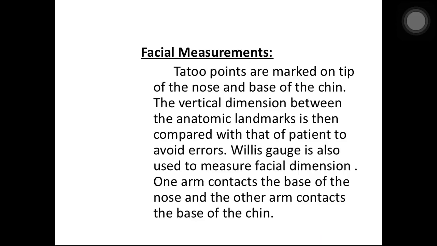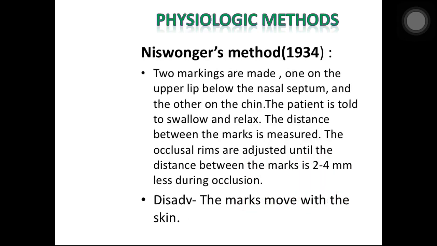In facial measurements, tattoo points are marked on the tip of the nose and base of the chin. The vertical dimension between the anatomical landmarks is then compared with that of the patient to avoid errors. Willis gauge is also used to measure facial dimension. One arm contacts the base of the nose and the other arm contacts the base of the chin. These were some of the mechanical methods.